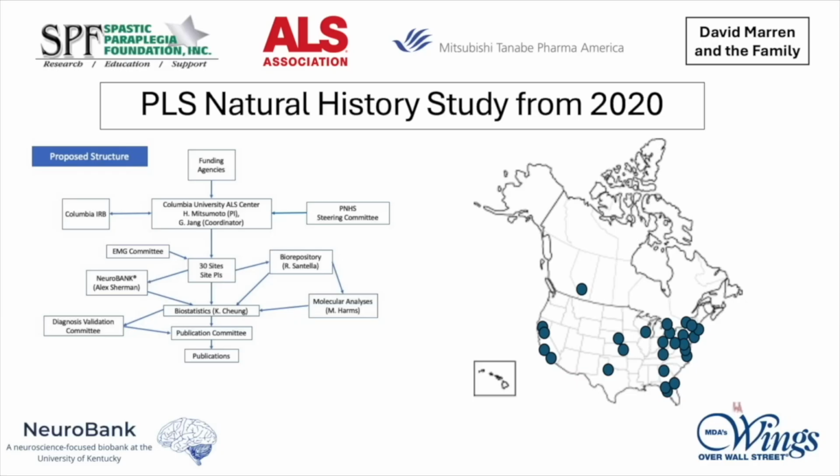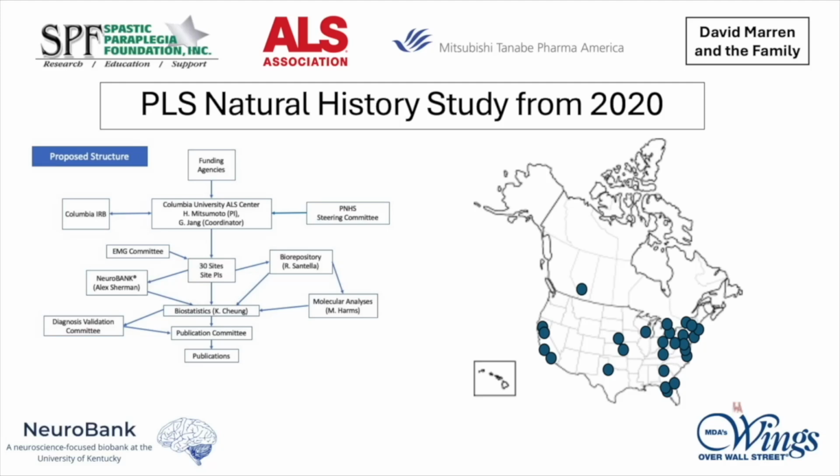I'm talking about the PLS natural history study. The study was funded by the Spastic Paraplegia Foundation, the ALS Association, Mitsubishi Tanabe Pharma of America, and of course Mr. David Marin and the family. It started a long time ago, in the 2020s, and is structured with a steering committee, EMG committee, and diagnostic validation committee.